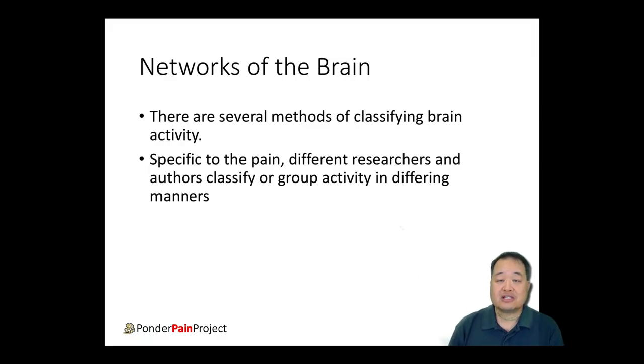So, how are these structures organized? Well, it's interesting. Now that we know all these different areas that are stimulated, the next question we had is, since there's not one structure that's stimulated, but a grouping of structures, is there any pattern or any networks in which they are stimulated? There are several different methods of classifying this brain activity, and different researchers and writers have come up with different methods of categorizing them. We're going to talk about some of the ones that seem to be more meaningful to us.